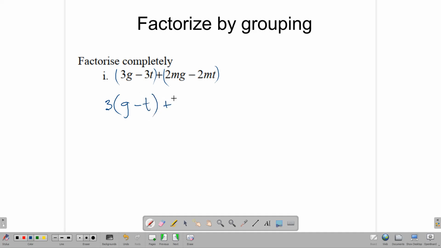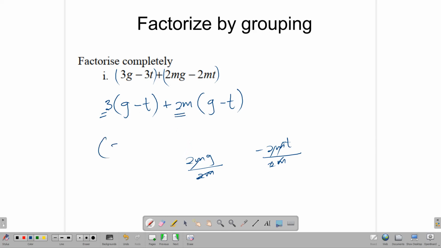On this side, the common thing here is 2m, so we write down our 2m. It takes that sign. We open our bracket and we say 2mg divided by 2m gives us g, and minus 2mt divided by 2m, of course, gives us a minus t. And this becomes our answer. Almost done. We take our outside factors, we put them in one bracket, 3 plus 2m, and we write back one of these brackets which are exactly the same thing, g minus t. And there we go. That's our answer.